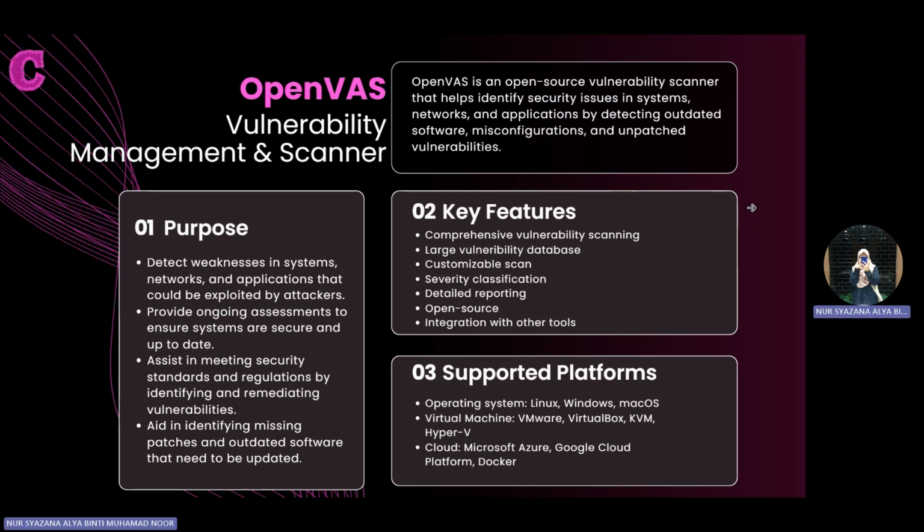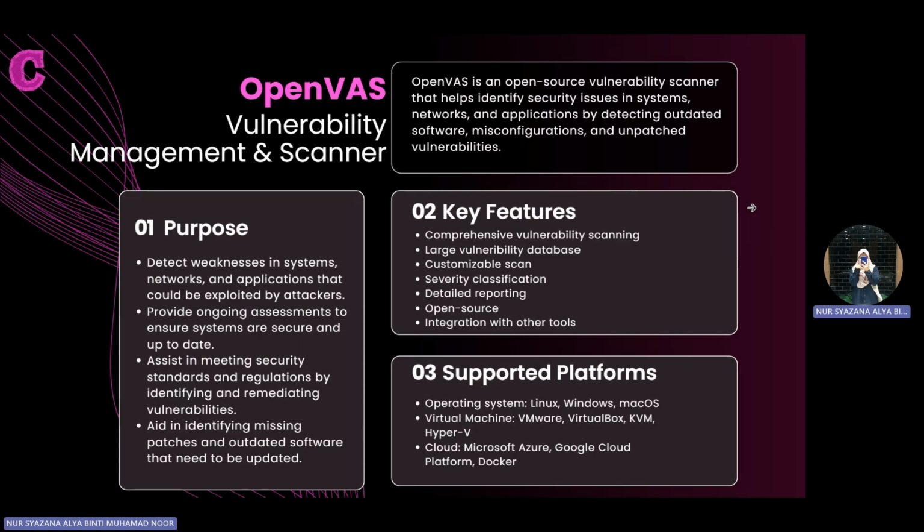Hi, I'm Syazana Alya. So I will now explain about OpenVAS. OpenVAS is an open source vulnerability scanner that helps identify security issues in systems, networks, and applications by detecting outdated software, misconfigurations, and unpatched vulnerabilities.